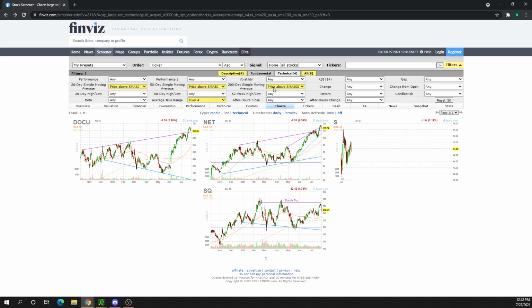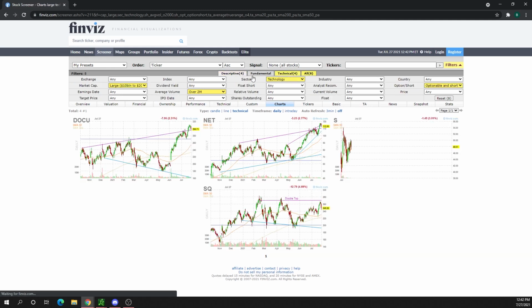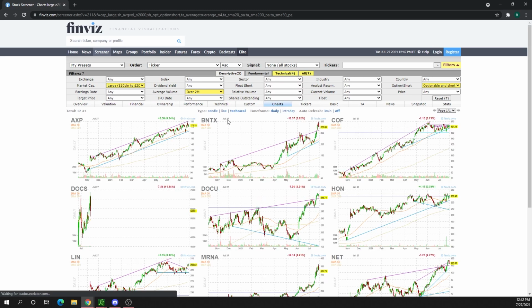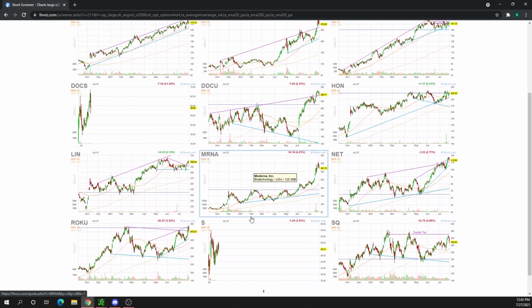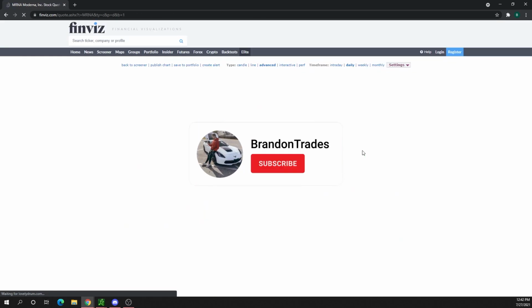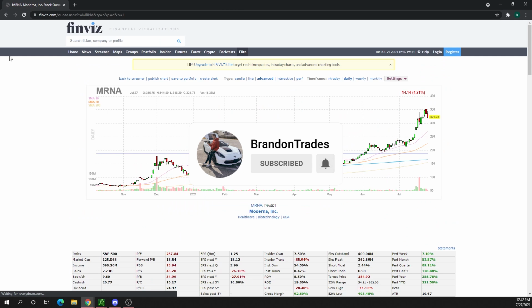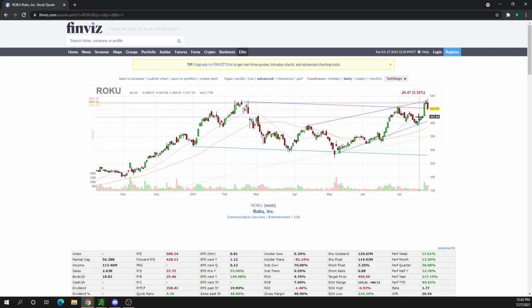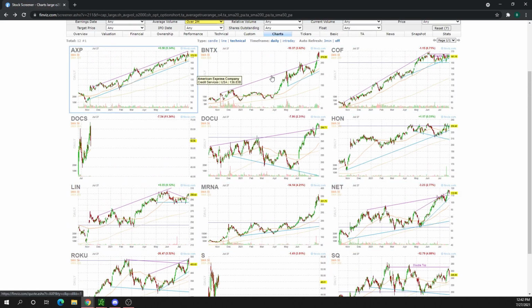Now you can always tweak all of these settings. So if we go back to the descriptive tab, we could just do any, and it's going to give us tons of stocks that we could potentially watch. So Moderna, this was something that we were trading almost all last week on this huge run up in price. Same thing with Roku. Roku broke out of this bull flag right here on Friday, but at this point you now have 12 stocks that you could potentially trade each day.